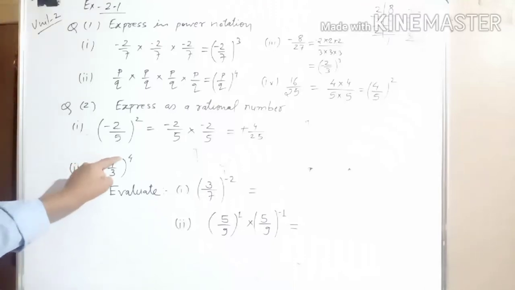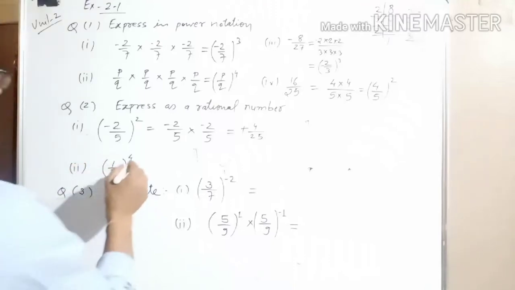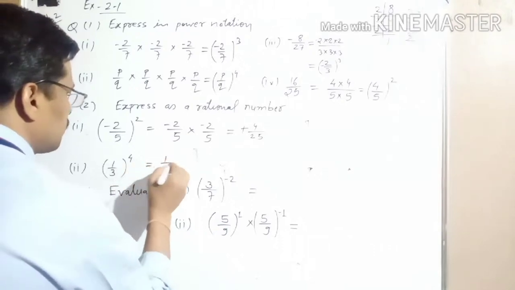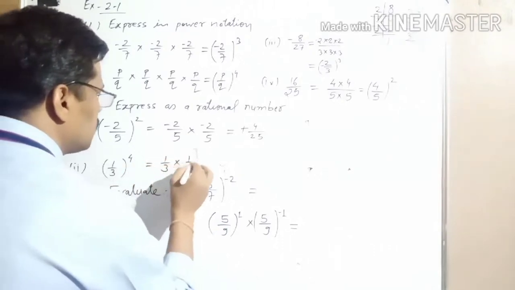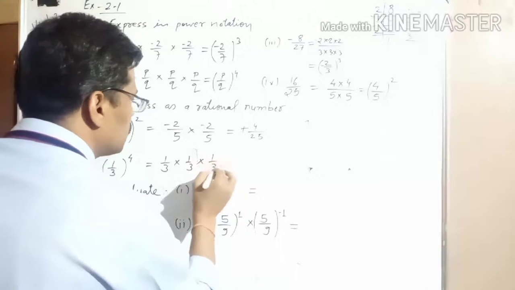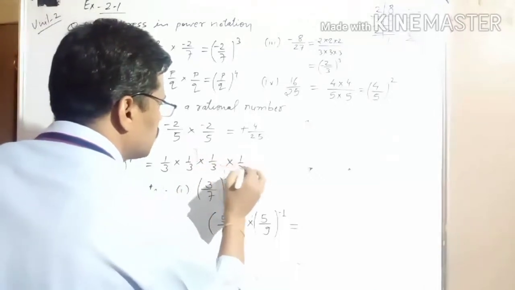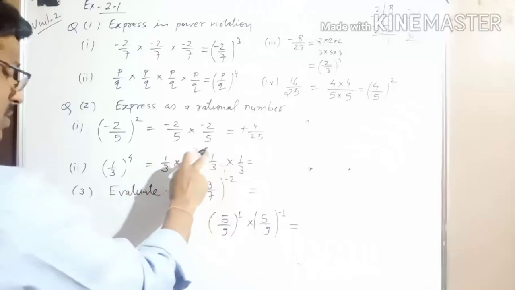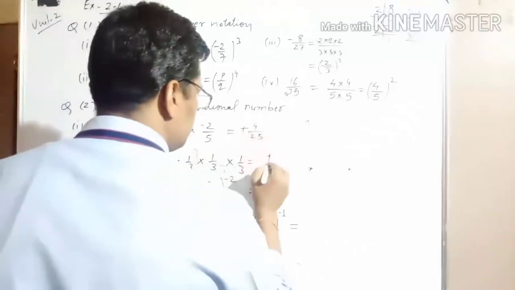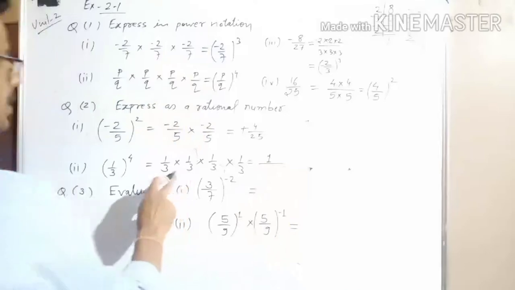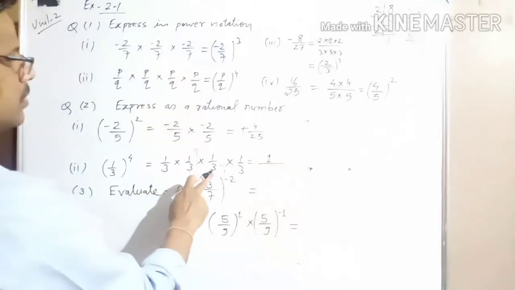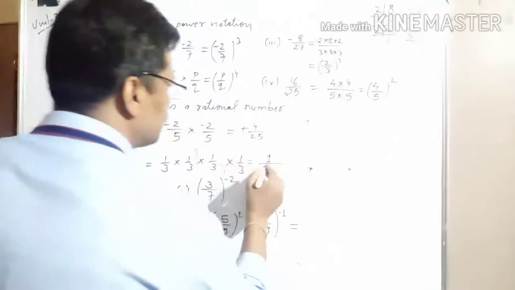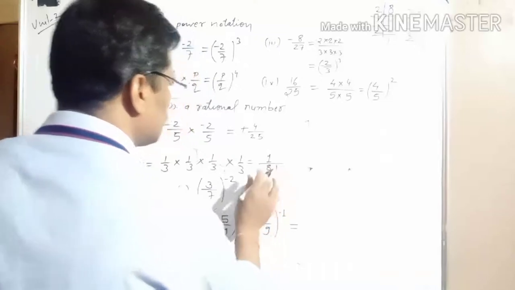Next, 1 upon 3 power 4. So how many times do we write 1 upon 3? 4 times. So we write here 1 upon 3 into 1 upon 3 into 1 upon 3 into 1 upon 3. Now you multiply the numerators: 1 times 1 is 1, so you get 1. Now you multiply the 3s: 3 threes are 9, 9 threes are 27, 27 threes are 81. This is your required answer.